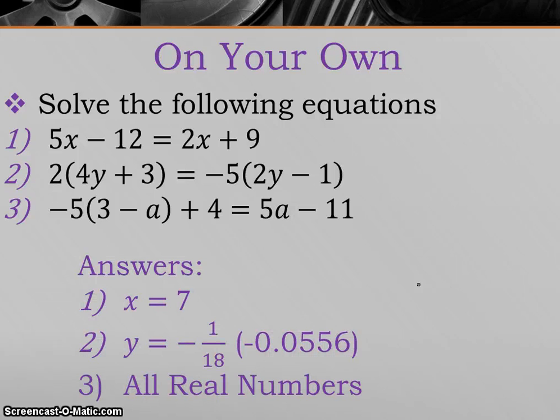Alright, so you should be getting 7 for the first one, negative 1/10 for the second one, and then all real numbers for the last one. The variables canceled, but you're left with a true statement. That's why it's all real numbers.